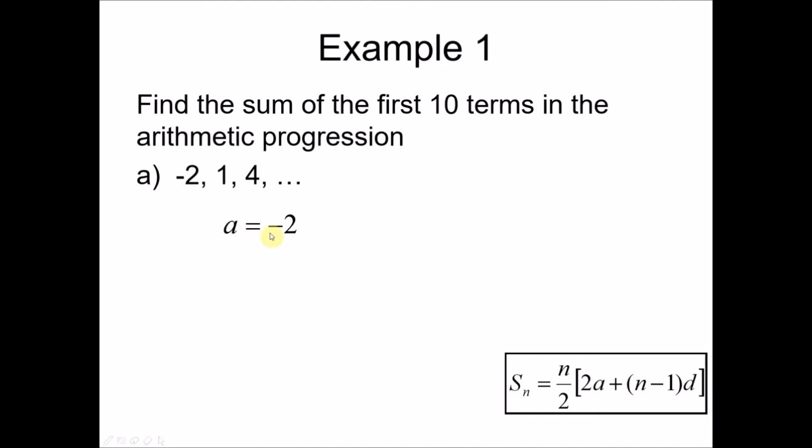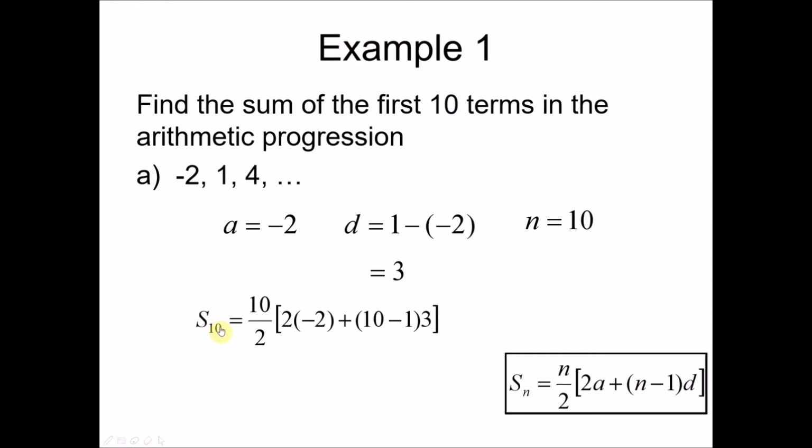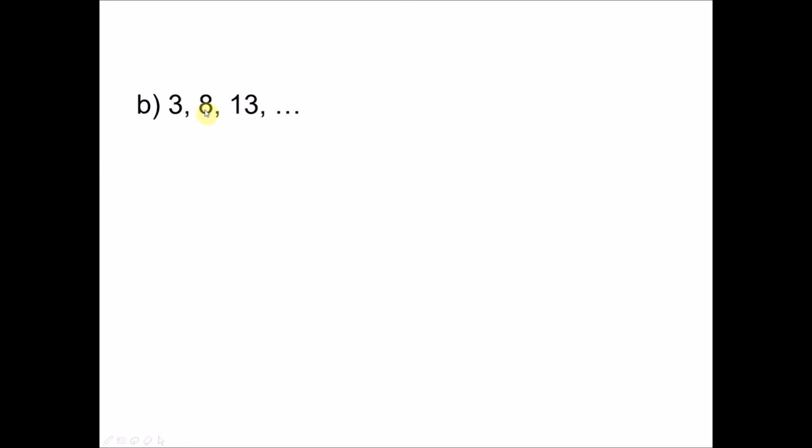The value of a means the first term, which is negative 2. For d, the common difference, we take the second term minus the first term: 1 minus negative 2, you get 3. And because it's the first 10 terms, n equals 10. We substitute this into the formula. We calculate this and get the answer 115, meaning that negative 2 plus 1 plus 4 plus the next term, which should be 7, and we add until the first 10 terms, you will get a total of 115.